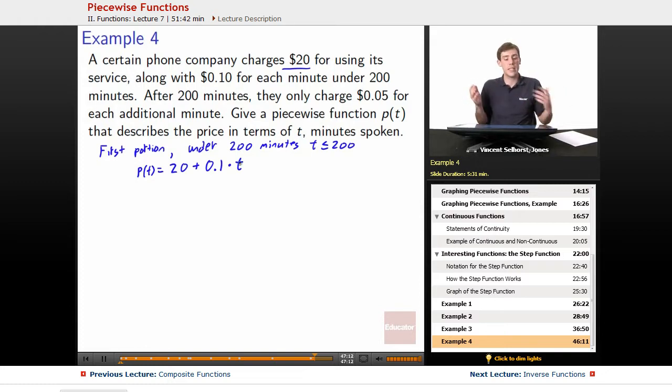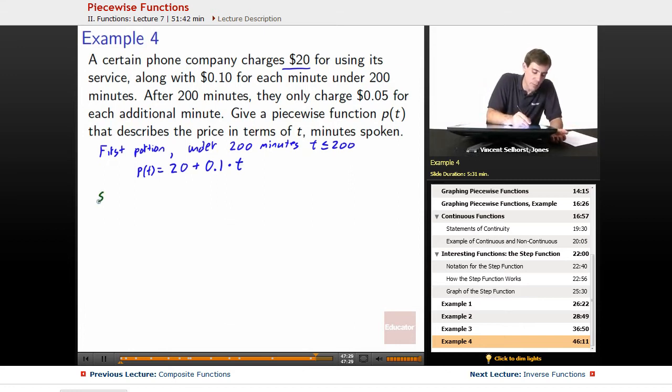Let's do a real quick test. Let's say we'd talked 100 minutes, then 100 minutes times 10 cents would be $10. So we'd have a $30 total, which if we plug into the function we just made, P of 100 would be 20 plus 0.1 times 100, which comes out to 30. Great. So the first part of it checks out.